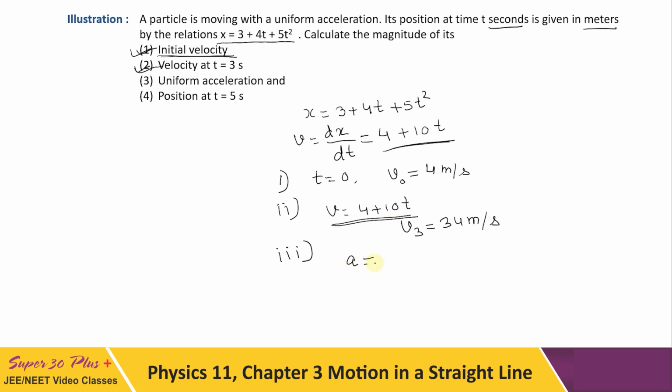And how is acceleration defined? It is equal to dv upon dt. So differentiate this, you will get the value 10 meter per second square. Now the last, position at t equal to 5 seconds.